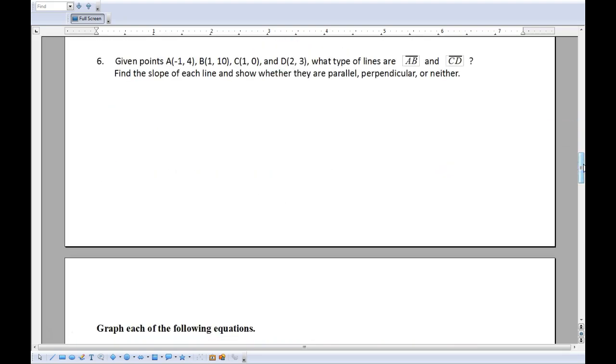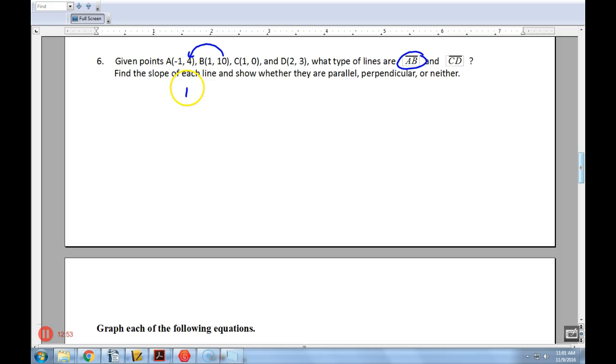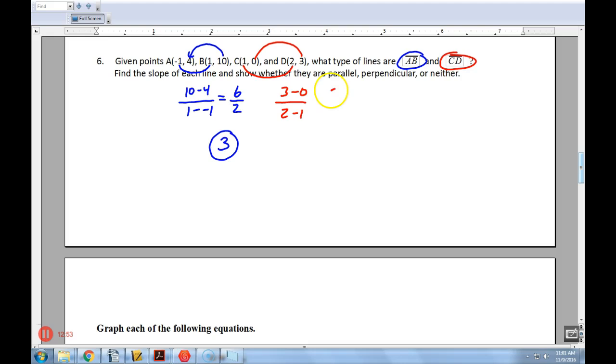Given points, and so on. What type of lines are these? This is just another one where I've got to find their slopes. Line AB involves these two points, so let's find the slope there. 10 minus 4 over 1 minus negative 1. Well, that's 6 over 2, so the blue line has a slope of 3. CD, the red line, is 3 take away 0 over 2 take away 1, which is 3 over 1, which is just 3. So since these lines have the same slope, they must be parallel.